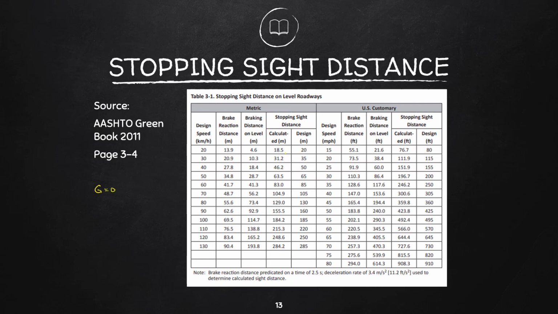So for that one, they added some distances, and they arrived at the design stopping sight distances. Of course, the design should always be greater than the calculated to give some factors of safety or allowances. This is in metric units, and this would be in the US customary or the English units. MPH here is in miles per hour. This is kilometers per hour for the metric, or kph. Okay.